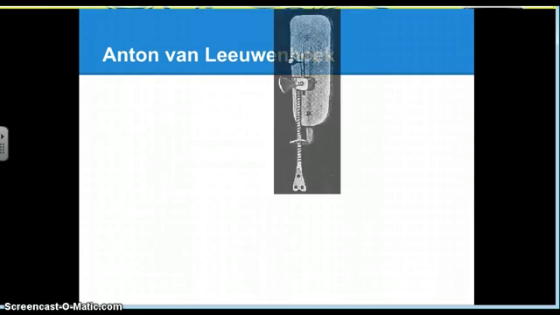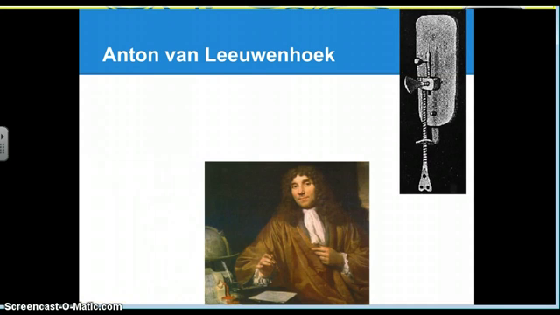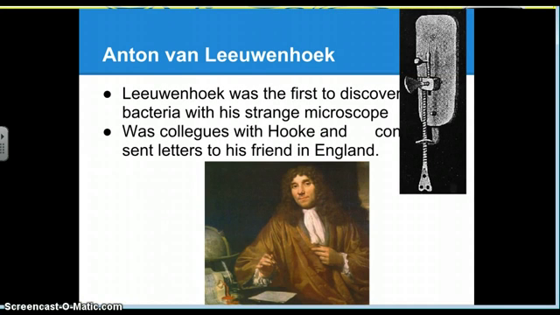Now we have Anton van Leeuwenhoek. Anton van Leeuwenhoek was the first to discover bacteria with a strange microscope. And in the right you can see the microscope, and it's kind of weird. He was colleagues with Hooke and constantly sent letters to his friend in England to give him observations about bacteria and different types that you can find.